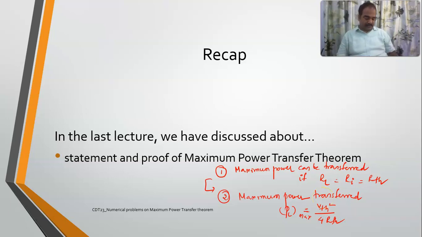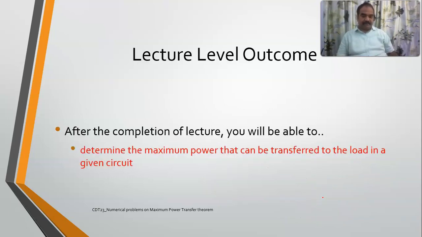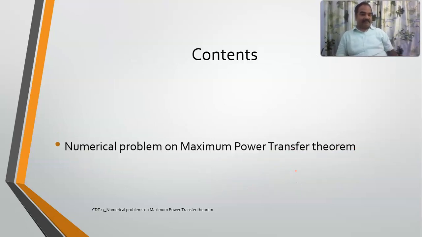So our target is to determine the maximum power that can be transferred to the load. How to determine it? It is equal to VTH square by 4 RTH, which means you are supposed to determine the Thevenin's equivalent of the circuit, which will give you VTH and also RTH. Then only you can determine the maximum power which can be transferred to the load. So in today's class, we will try to determine the maximum power which can be transferred to the load.